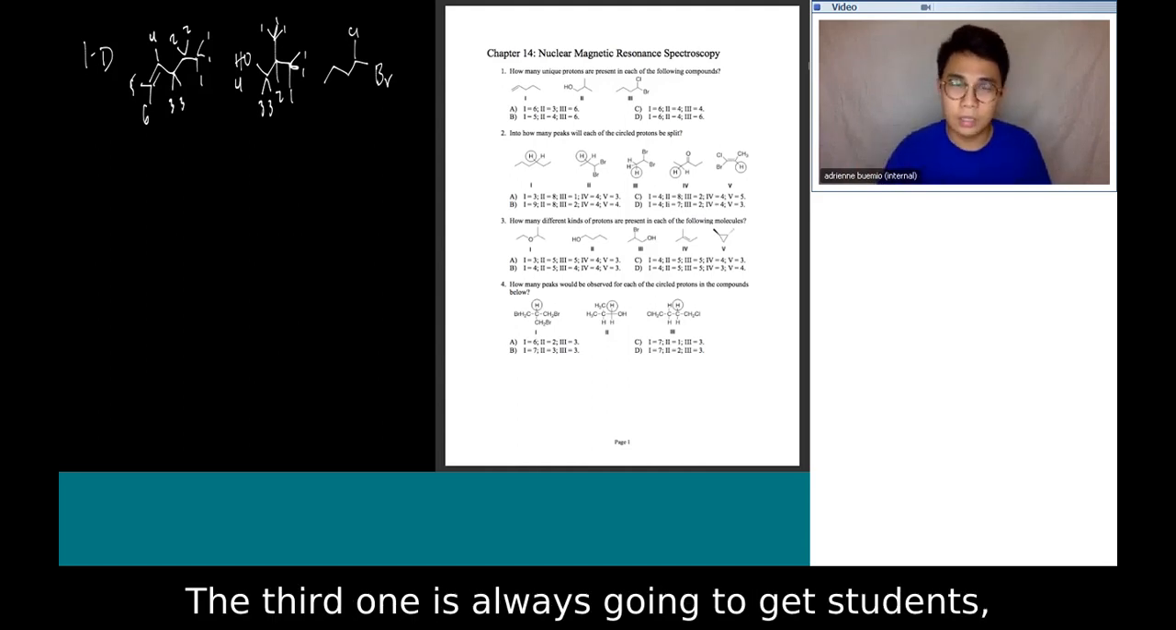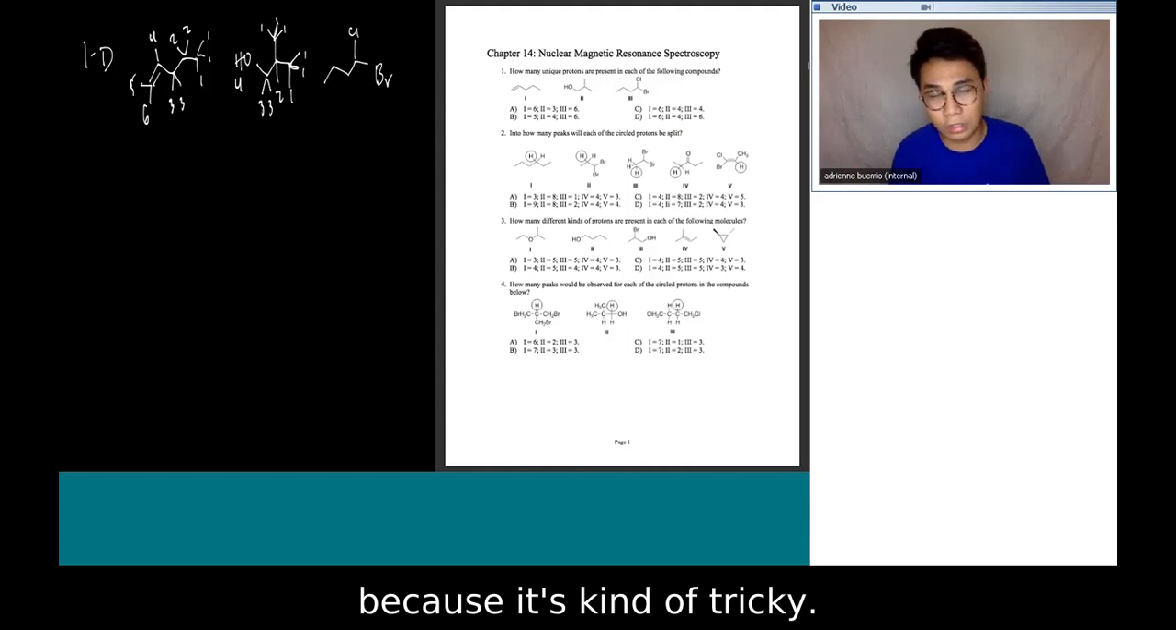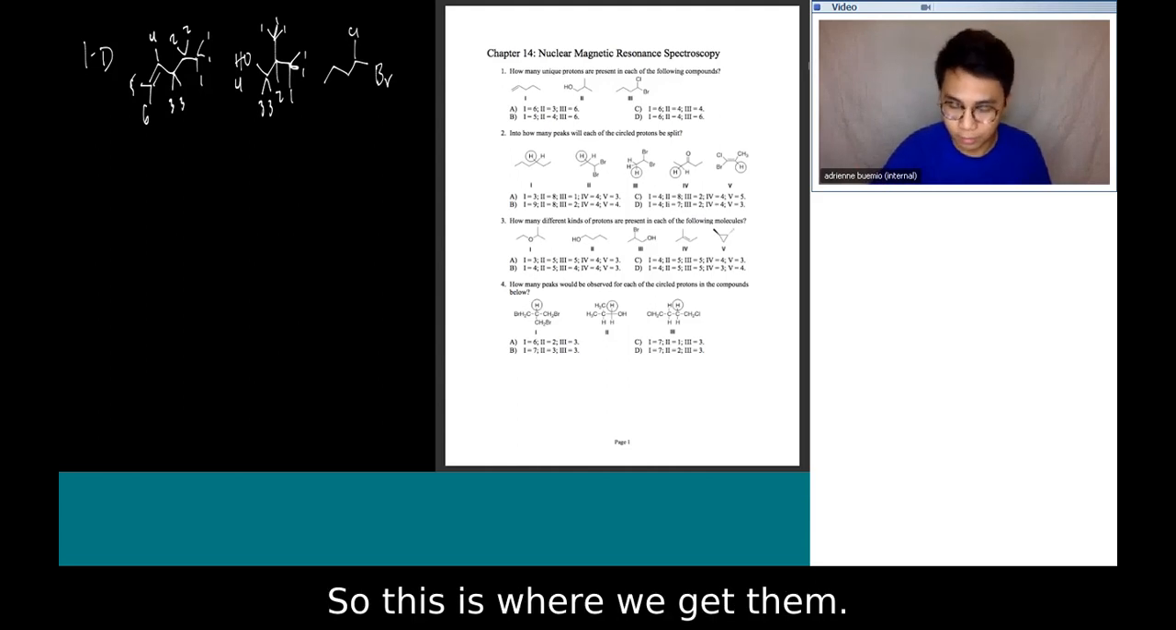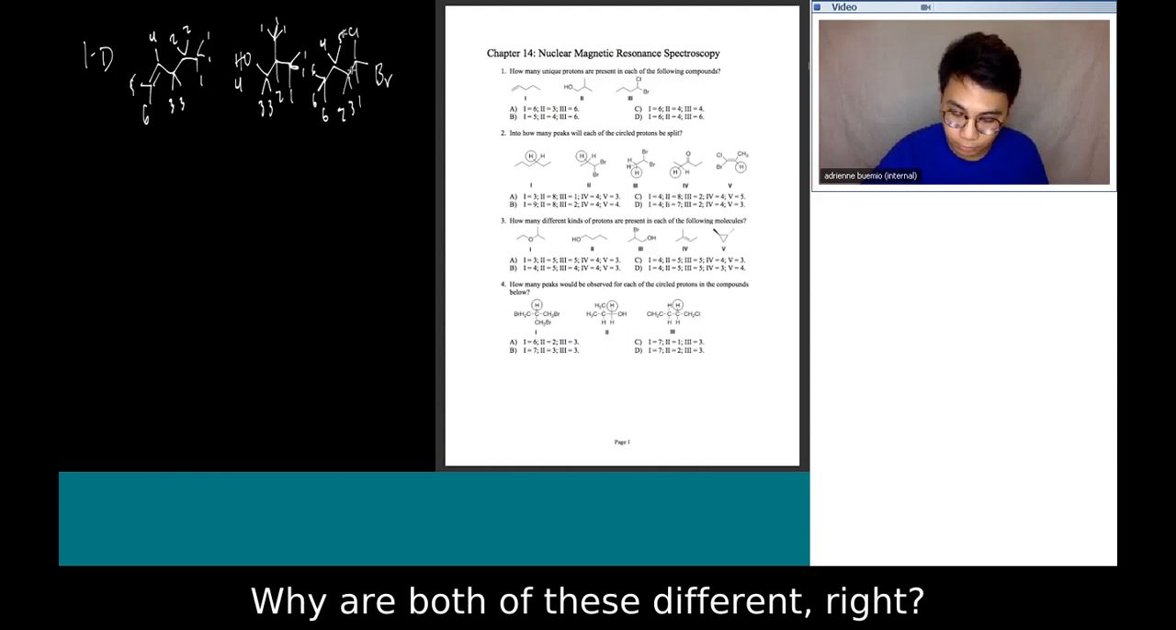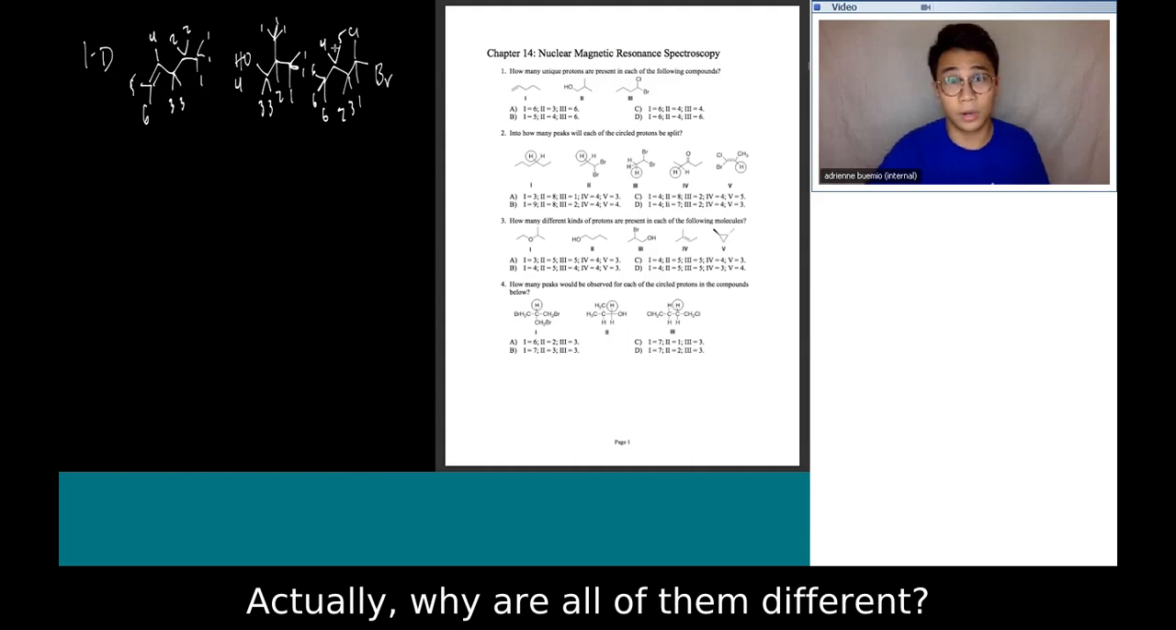The third one is always the one that gets students because it's kind of tricky. It's kind of not fair. So this is where we get them. 1, 2, 3, 4, 5, 6, right? So now you're wondering about these. Why are both of these different, right? Why are all of them different?